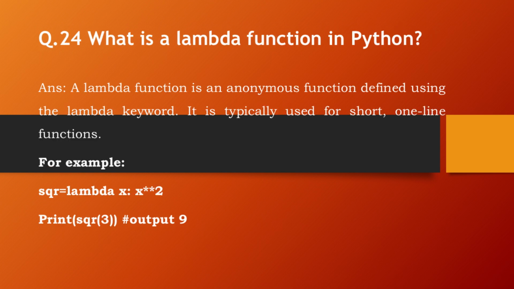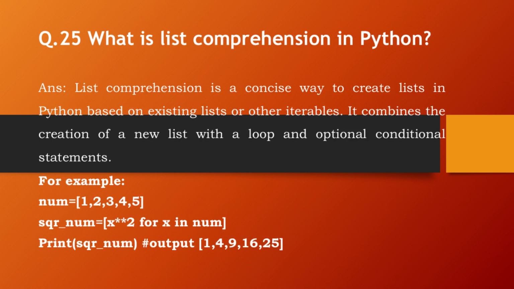What is a lambda function in Python? A lambda function is an anonymous function defined using the lambda keyword. It is typically used for short, one-line functions. What is list comprehension in Python? List comprehension is a concise way to create lists in Python based on existing lists or other iterables. It combines the creation of a new list with a loop and optional conditional statements.